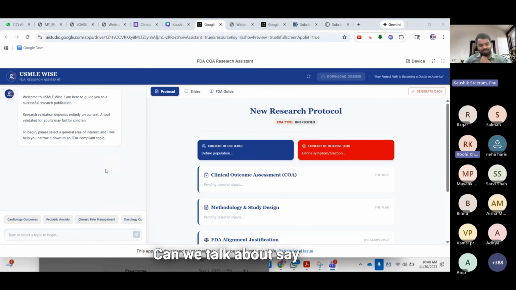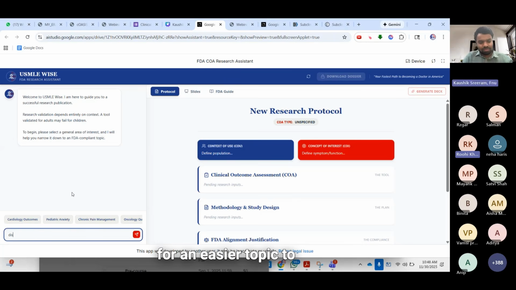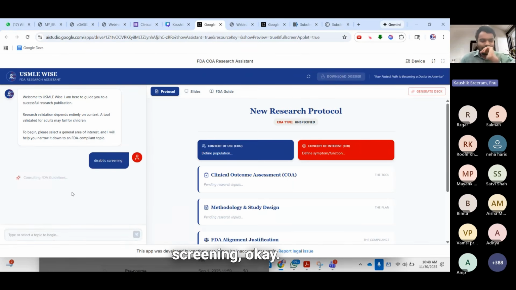Can we talk about, say, diabetic screening, maybe, for an easier topic to discuss? Diabetic screening, perhaps? An easier topic? Diabetic screening for what? So just diabetic screening. Okay. Diabetic screening in the context of patients who have a history of hypothyroidism. Okay, so diabetic screening and hypothyroidism. Is there any link between hypothyroidism and diabetes? Some literature says yes, definitely there is. Can you give me any link that you can think of? I'm sorry, I cannot at this point, but I do remember.